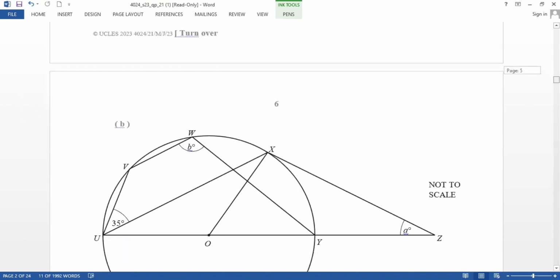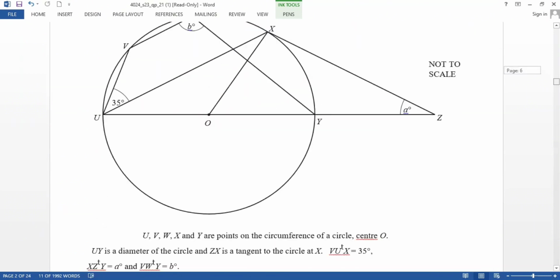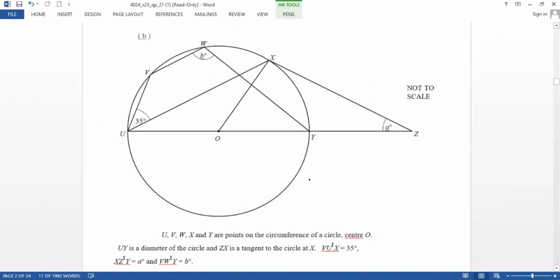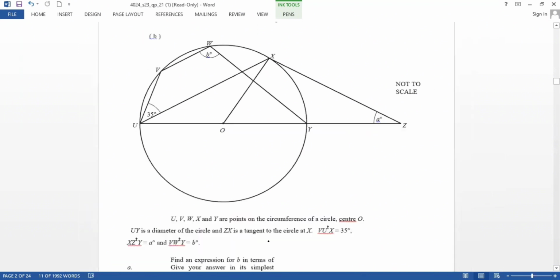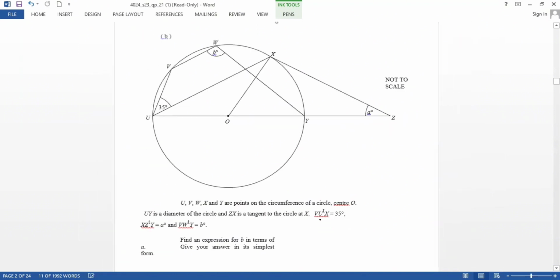Then we have U, V, W, X, and Y are points on the circumference of a circle. Center O, UY is a diameter of the circle, and ZX is a tangent to the circle at X. VUX is 35 degrees, XZY equals A degrees, and VWY is B degrees. Find an expression for B in terms of A. Give your answer in the simplest form.